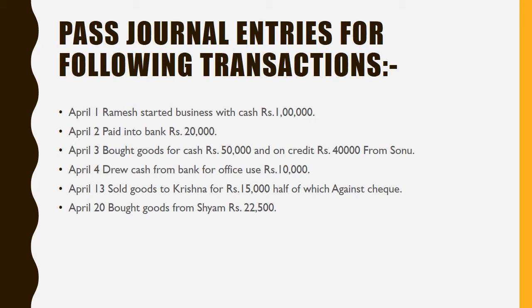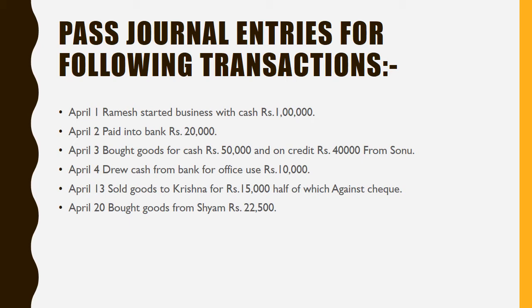In the first transaction, two accounts are affected: one is Ramesh's capital and the other is cash. It means simple entry. April 2, paid into bank ₹20,000. When we make payment into bank, it will affect two accounts, bank and cash. Again, simple entry. April 3rd, bought goods for cash and on credit from SONU.